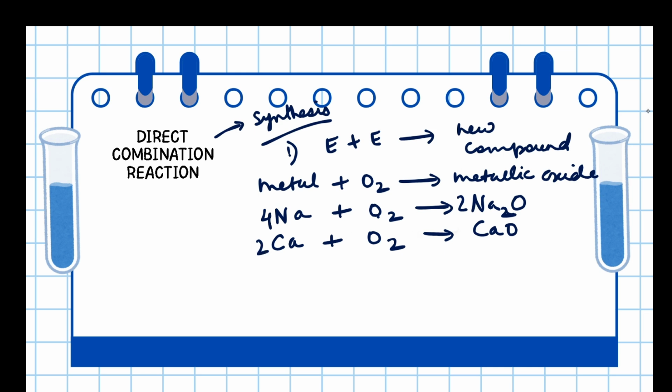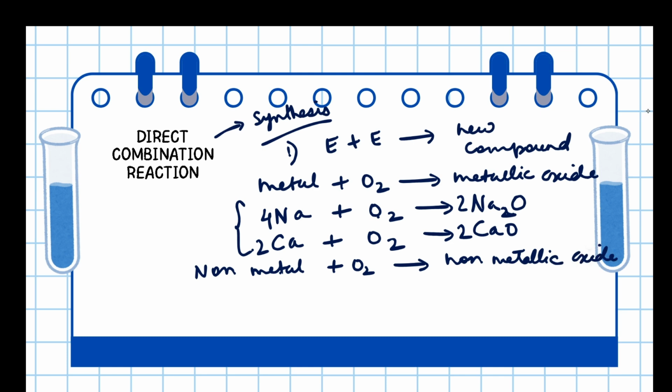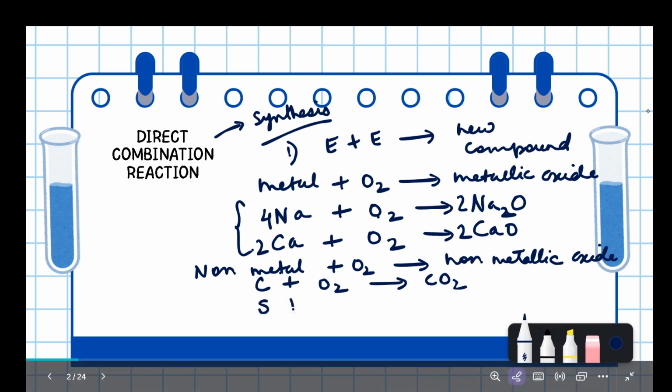These will be the two reactions which you are going to remember: a metal, when it combines with oxygen, forms the corresponding metallic oxide. Likewise, non-metals will also combine with oxygen, and here they will form non-metallic oxides. We have the example of carbon combining with oxygen to form carbon dioxide, and sulfur combining with oxygen to form sulfur dioxide.